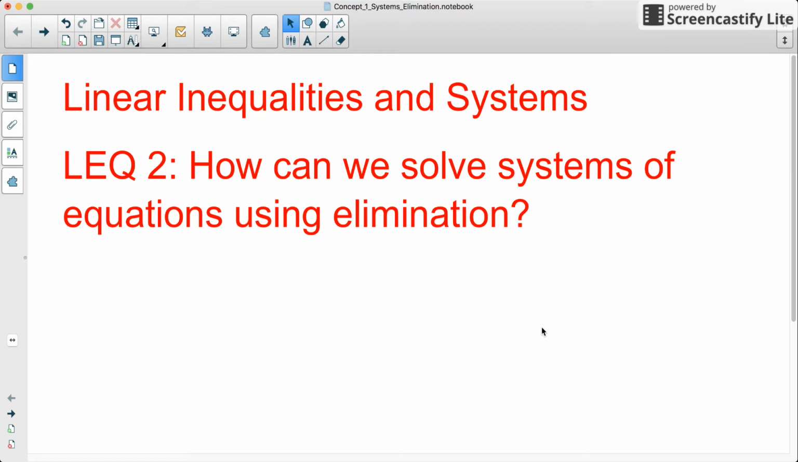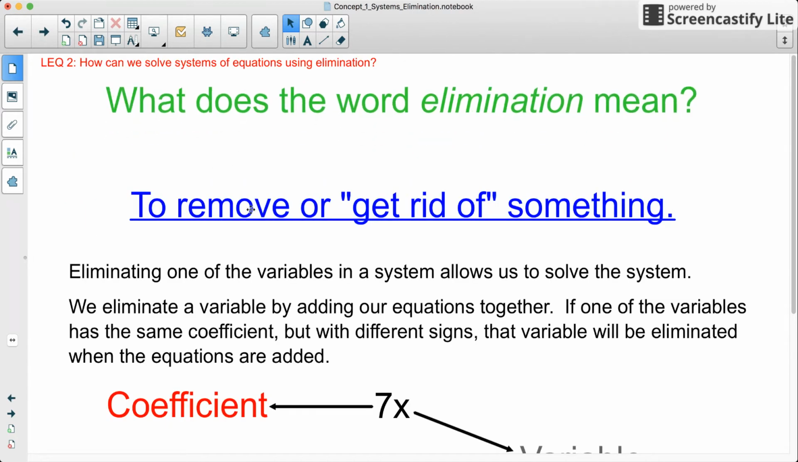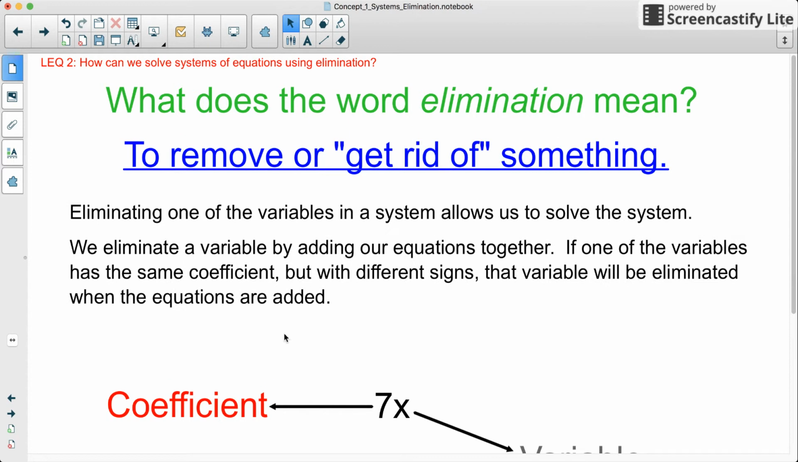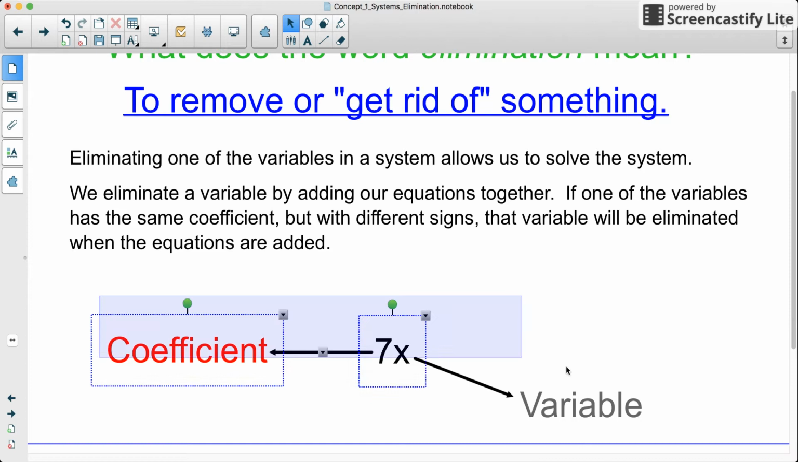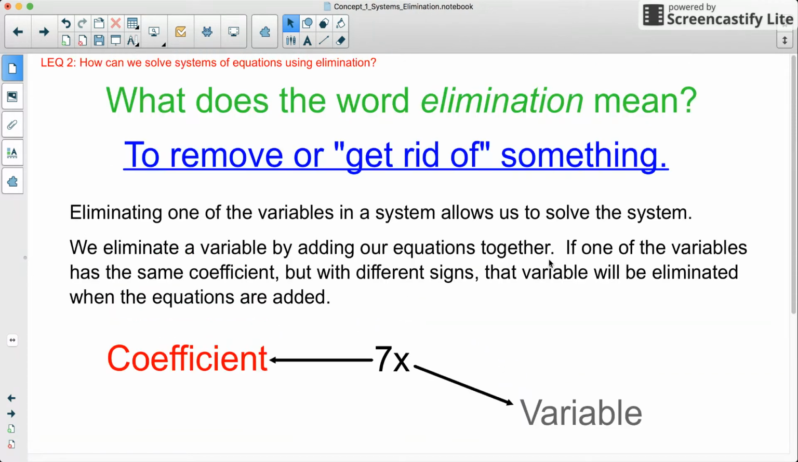Yesterday, you learned how to solve systems of equations using graphing. Today, in this video, I'm going to show you two ways to solve systems of equations using elimination. What does the word elimination mean? It means to remove or get rid of something. For this example, we're talking about getting rid of the coefficient and getting rid of the variable.